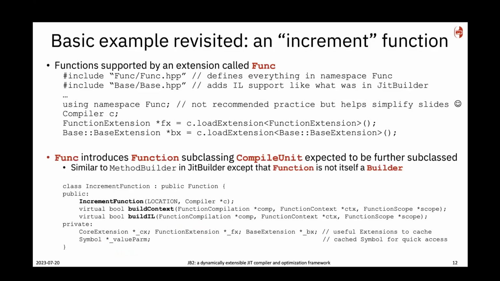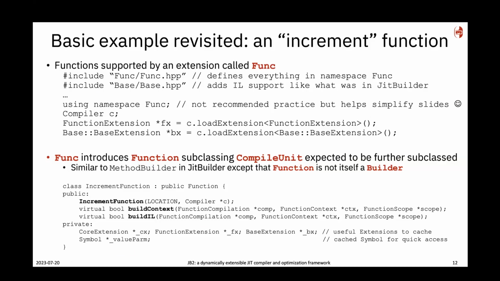So we're building a function. Functions in JitBuilder 2 are supported by an extension called func, just because function was too long. The way that you get access to the func extension is there's a particular header file that defines everything inside this namespace func that tells you how to use what you can do in functions. There's also another extension called base that gets used in this example, which provides all of the IL support that's kind of like what's in JitBuilder.